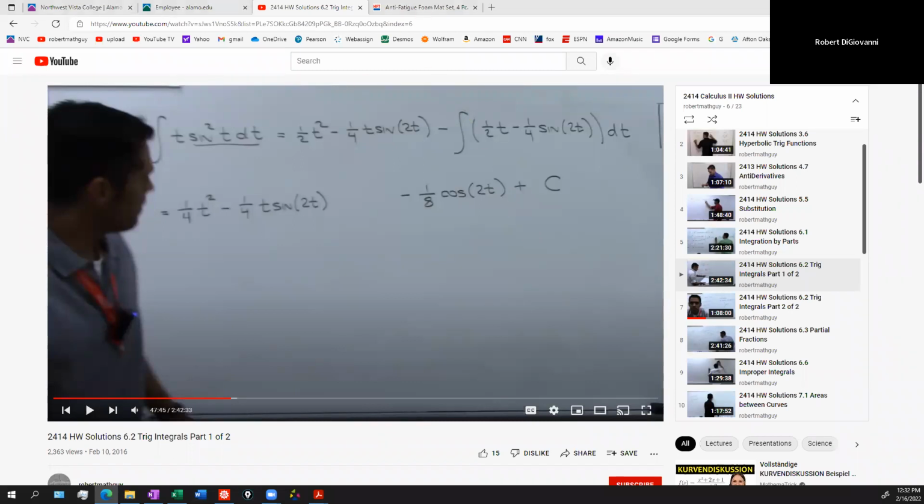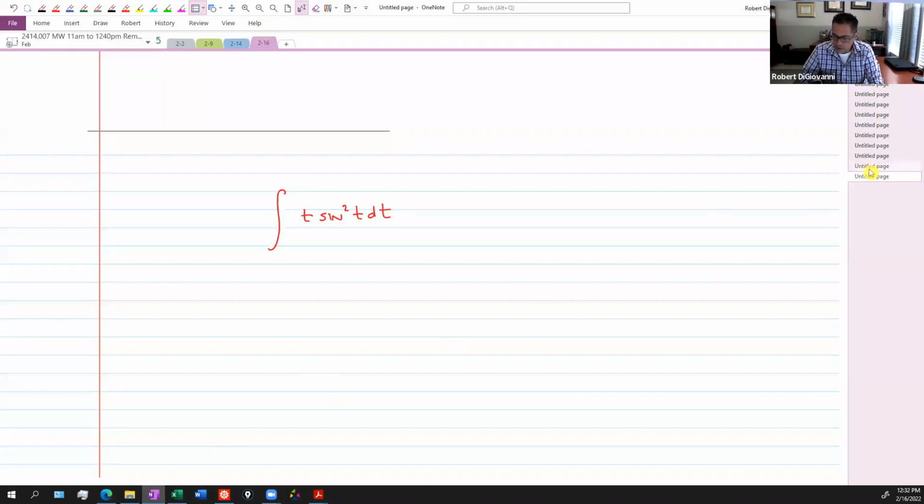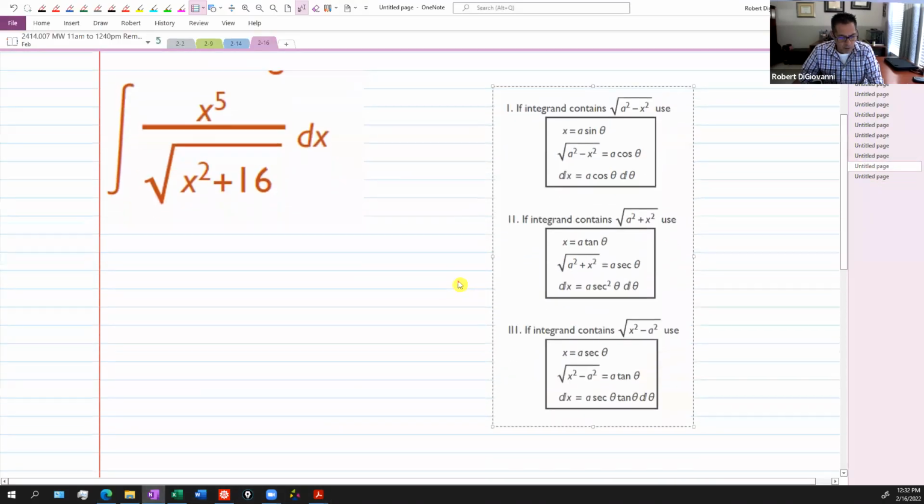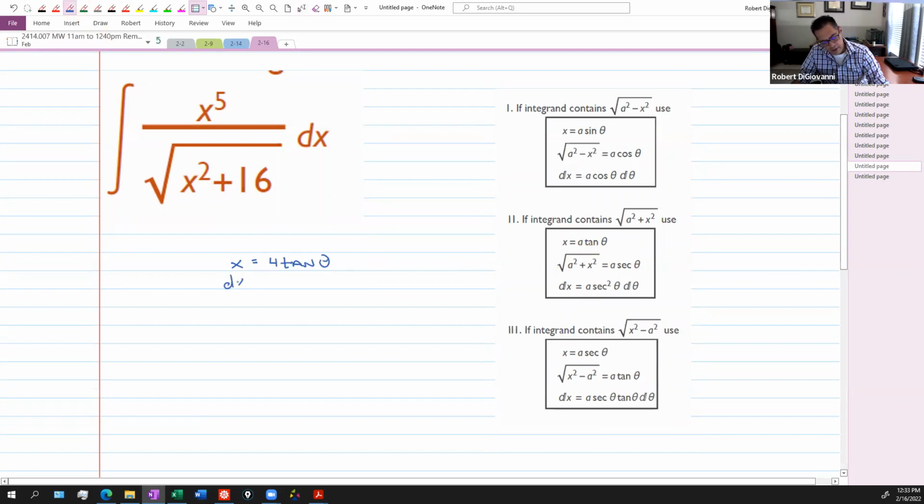Okay, now the problem that I just gave you all to look at. The substitution here is x equals a tan theta, so this should be 4 tan theta. The derivative of that should be 4 secant squared theta d theta. And the square root part should turn out to be 4 secant theta.